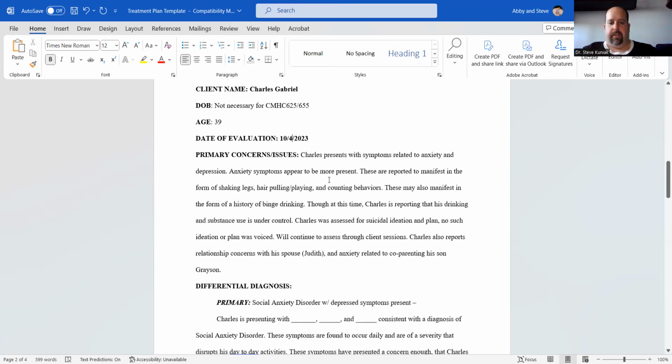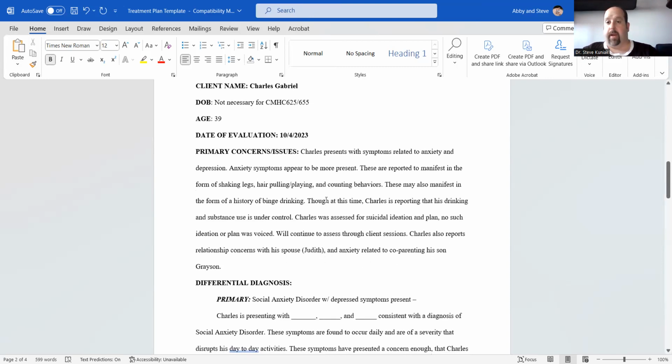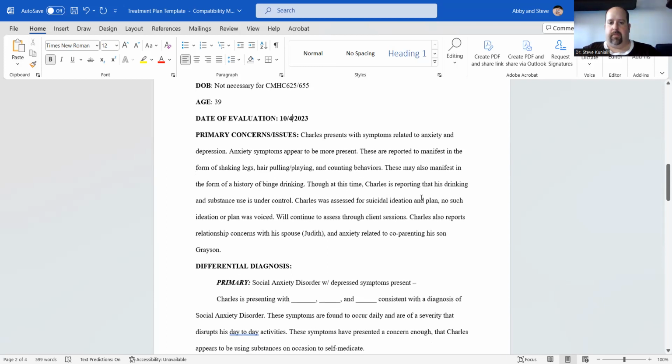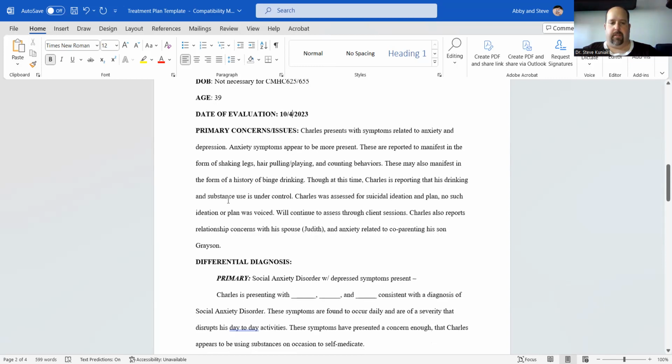So primary concerns and issues, this should be a decent sized paragraph. This is probably a good size, giving some basic information about the presenting problems. So if you were to write a narrative paragraph about your client, in this case, presents with symptoms related to anxiety and depression. Anxiety symptoms appear to be more present than the depression symptoms. These are reported to manifest in the form of shaking legs, hair pulling, blah, blah, blah. These may also manifest in the form of history of binge drinking, though at this time he's reporting that drinking and substance use is under control.